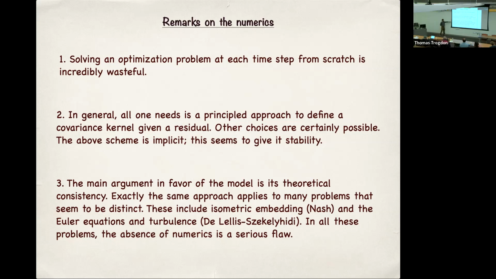The main argument I would say in favor of the model is really its theoretical consistency. So going back to what Alan said yesterday, I think my main contribution over here is to find the right model. And it's a model that actually collapses a whole bunch of different equations. The way I got into this is really as follows.